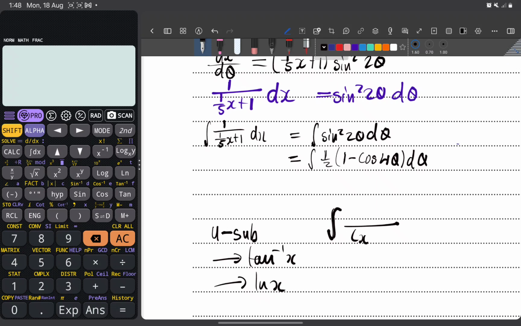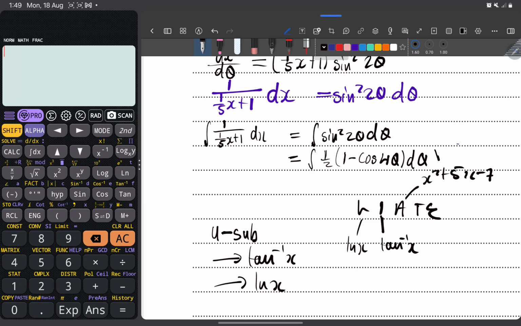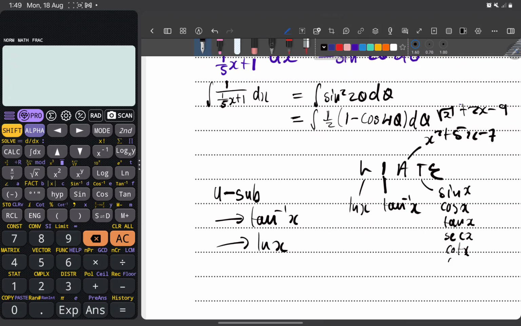You know LIATE, right? You know the 5 types of functions in LIATE, right? Logarithmic, ln x, inverse trig, tan inverse of x. That's the one you're going to meet. Algebraic are just those x squared plus 5x minus 7, or the square root of x plus 2x minus 9. Things like this. Then T is for the trig, the 6 trig, sine x, cos x, tan x, then sec x, then cot x, then cosec x. The 6. Then E is e to the x.